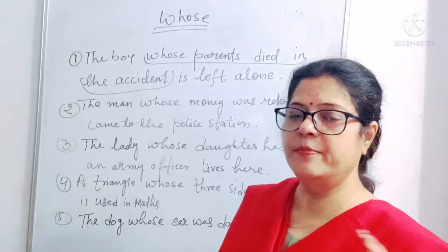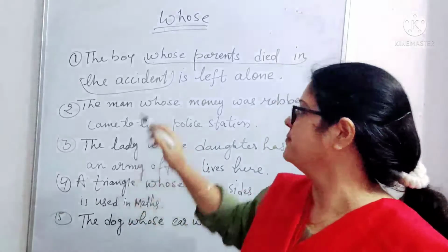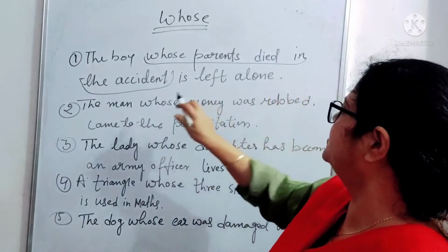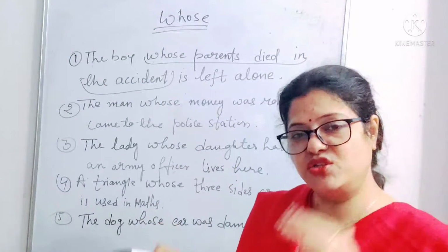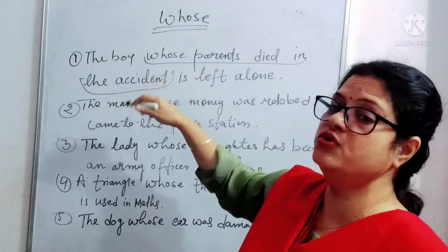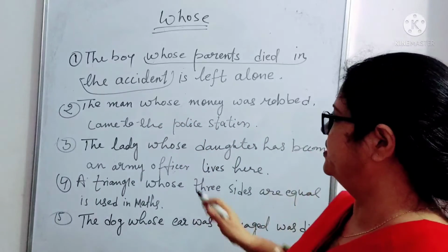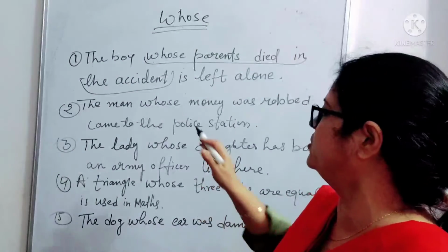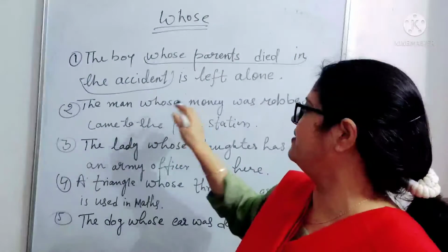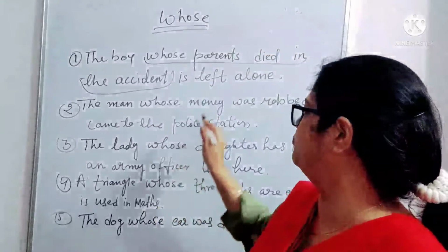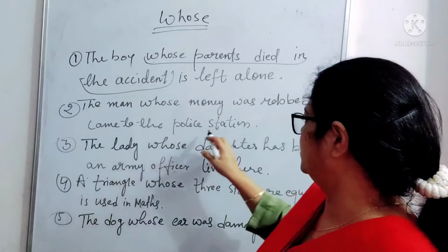My purpose is to show you how a relative pronoun works in a sentence. So, the boy whose parents died in the accident is left alone. Here the boy is the noun, and that is why it shows the possession of the boy, whose parents, the boy's parents. The man whose money was robbed came to the police station. We are talking about this man whose money. The money belonged to this man, so that is why we have used the relative pronoun whose for this man.